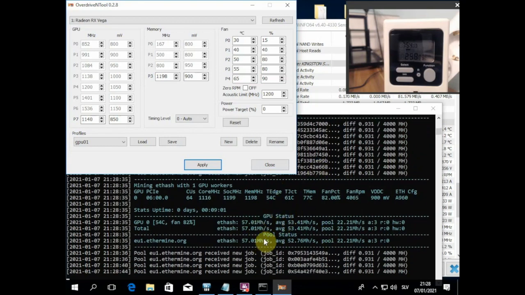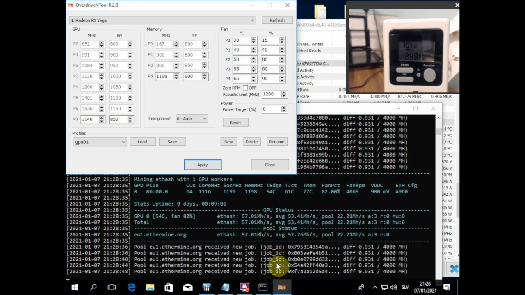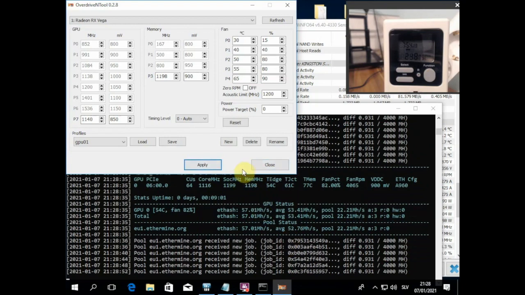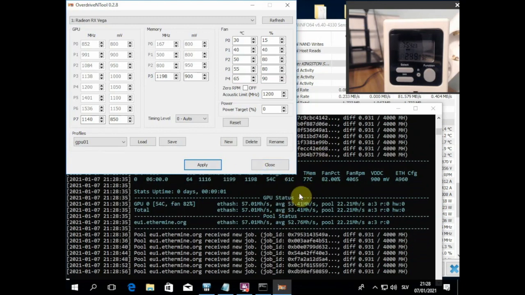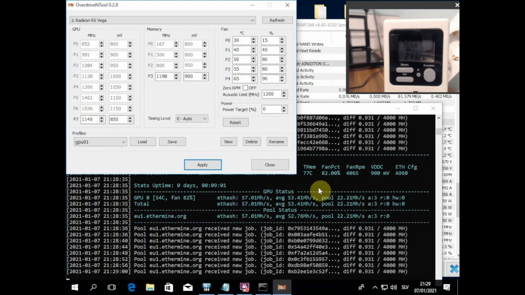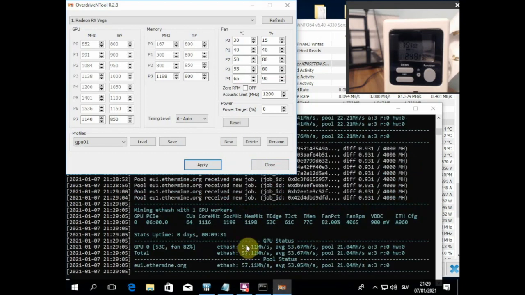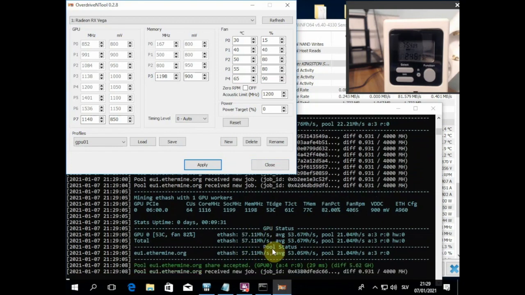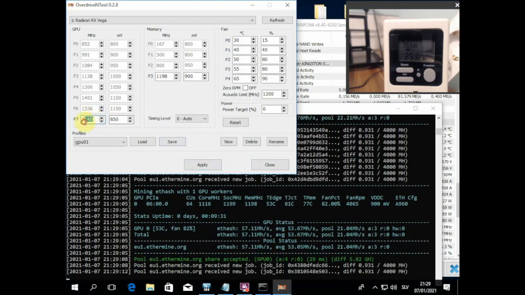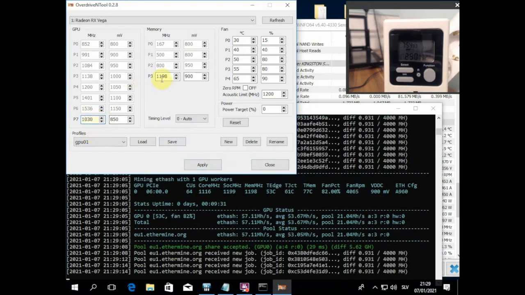Okay, let me wait a little bit more. I think it will give a bit more than 57, and then I will close this overclocking session. We will look at the results, and I also have to show you how to apply memory timings in AMD memory tweaker. Okay, let's wait for the final results. So final results are here, 57.11. This is great. Okay, let me reduce this to more safe levels.